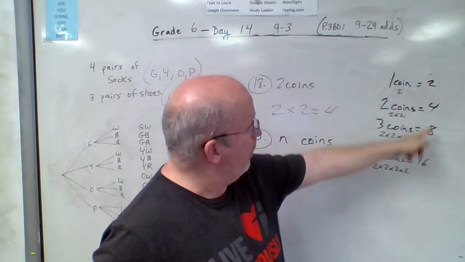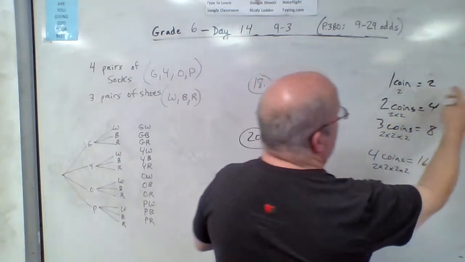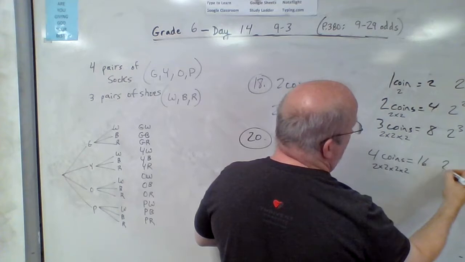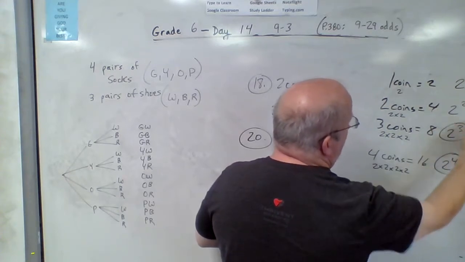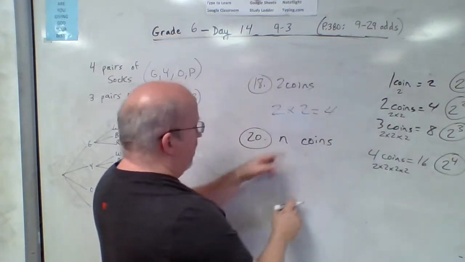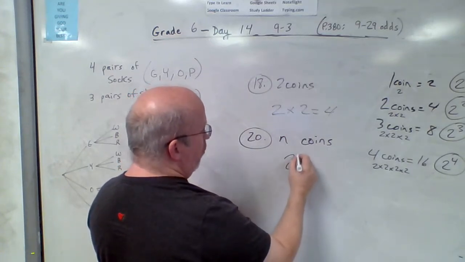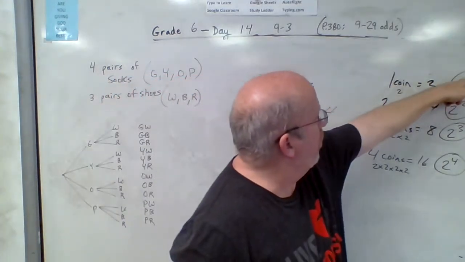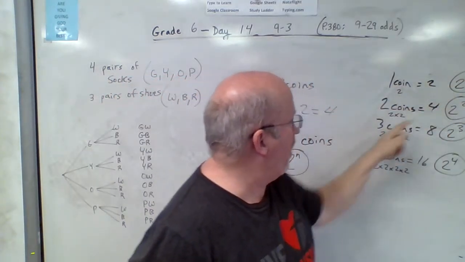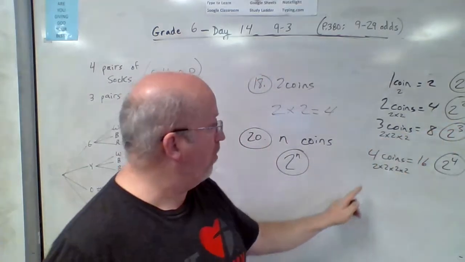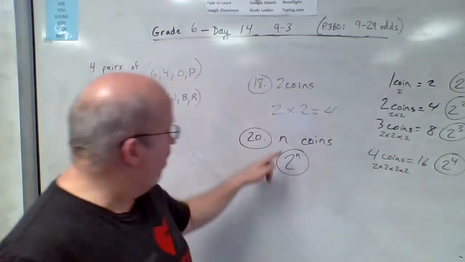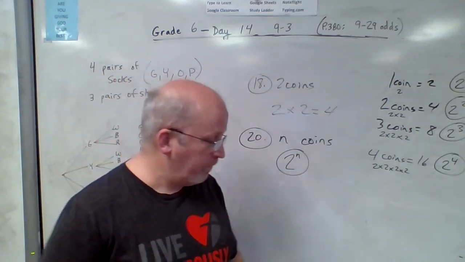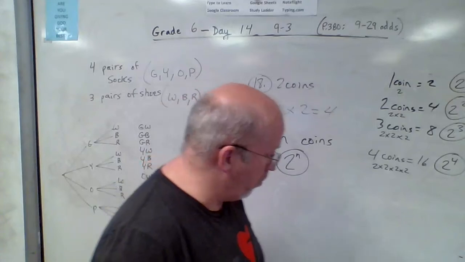What's happening here? Well, this is really 2 to the first power. This is really 2 to the second, and this is really 2 to the third, and this is really 2 to the fourth, right? And so in this situation, the answer is 2 to the nth power. Because notice, with 1 coin, it's 2 to the first. With 2 coins, it's 2 to the second. With 3 coins, it's 2 to the third. With 4 coins, it's 2 to the fourth. So with n amount of coins, it'd be 2 to the nth power. So that's the answer for problem 20.